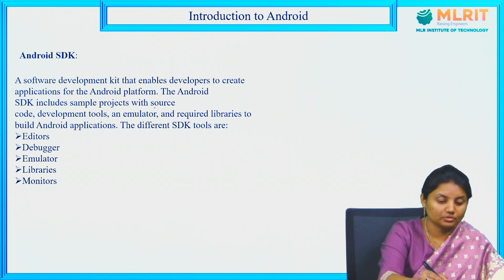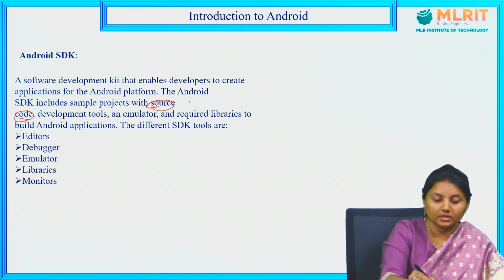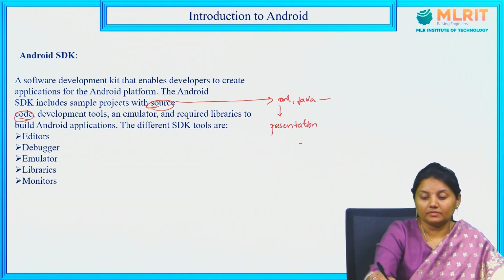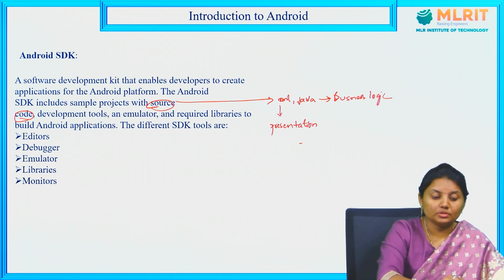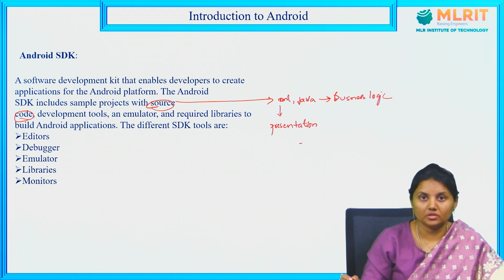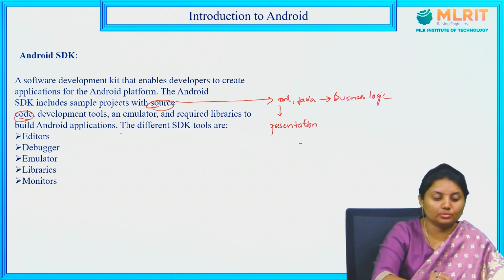You need source code. Source code means you write both XML and Java. XML is used for presentation and Java is used for business logic. Now, different development tools like the emulator and others we require. The emulator is a virtual device that you require for executing or deploying your Android program, and you require libraries to build Android applications.